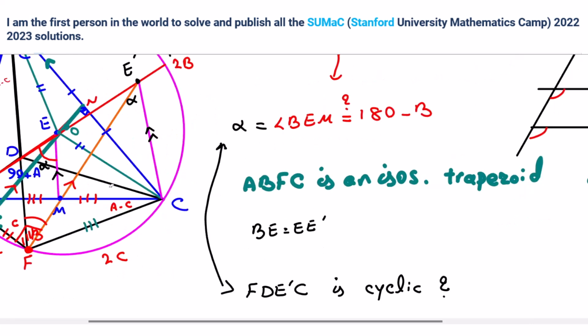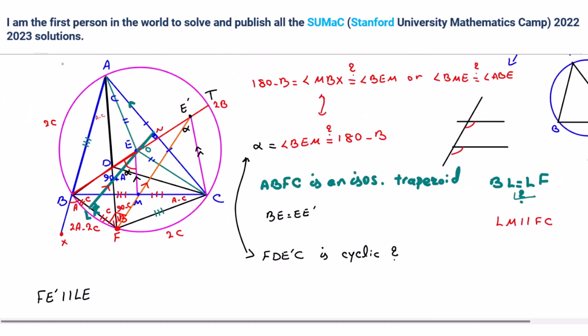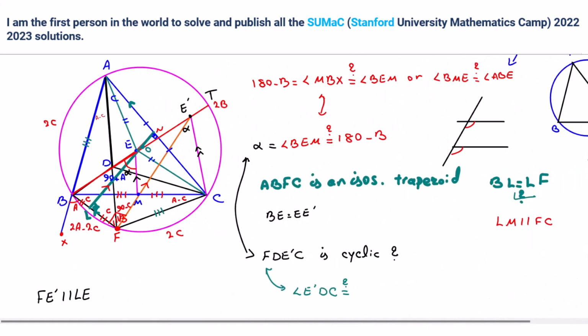So let me write it here. 90 minus C. Okay, we want to prove FDE prime C is cyclic, right? Yeah. Okay, so it's equivalent to prove angle E prime DC is equal to which angle? E prime FC. Exactly, and it's not hard to prove. Try to prove these two angles are equal, then the problem works.